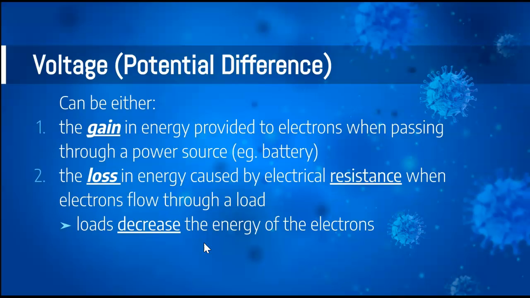So again, the gain in energy is what's going to happen at the battery. That's the voltage of the battery. That is the amount of energy given to every electron. The loss of energy is going to occur at any load. The symbol for voltage is V, conveniently, and the units are what are called volts, which again is quite convenient, and the symbol for volts is V.